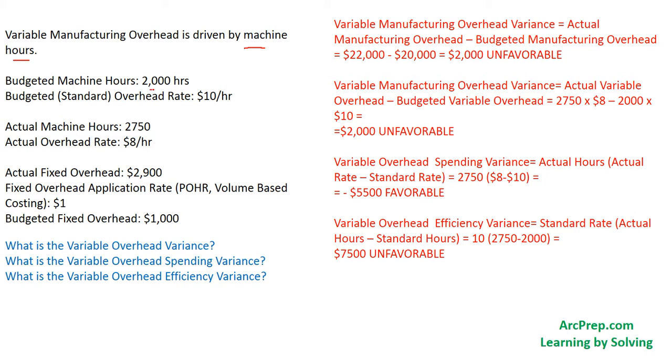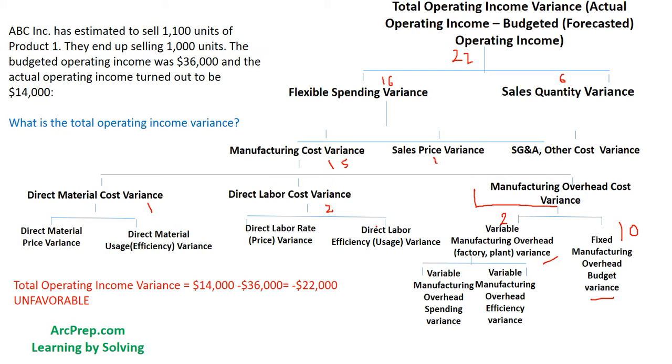So the budgeted machine hours was 2,000 and the budgeted overhead rate was $10. In reality, what happened was we have 2,750 machine hours and the actual overhead rate turns out to be $8 per hour. We are going to skip this part for now and we are going to ask, what is the variable overhead variance?